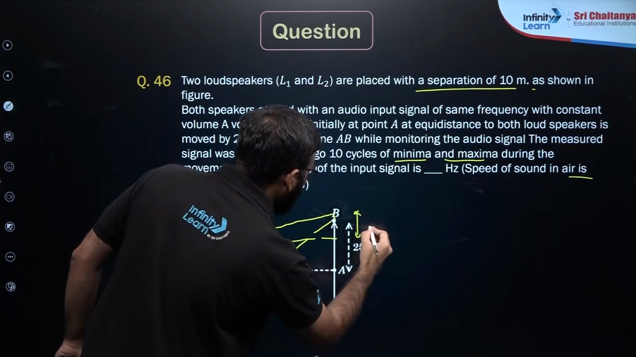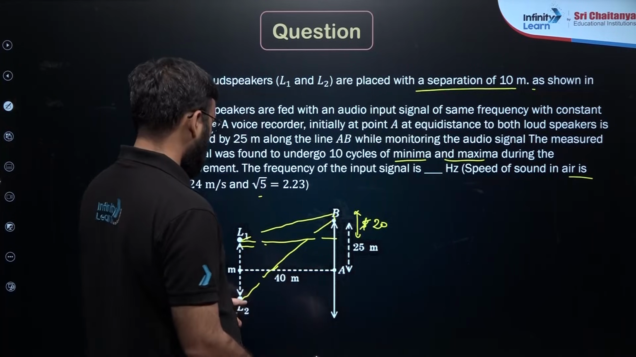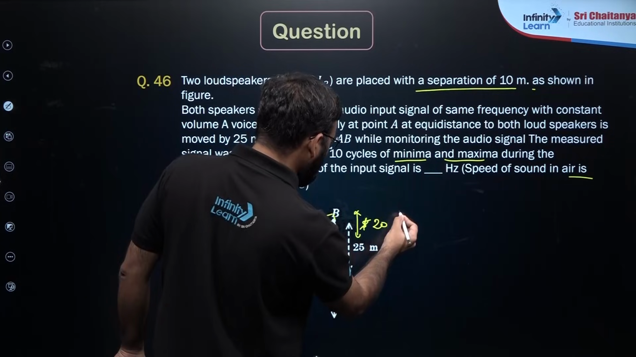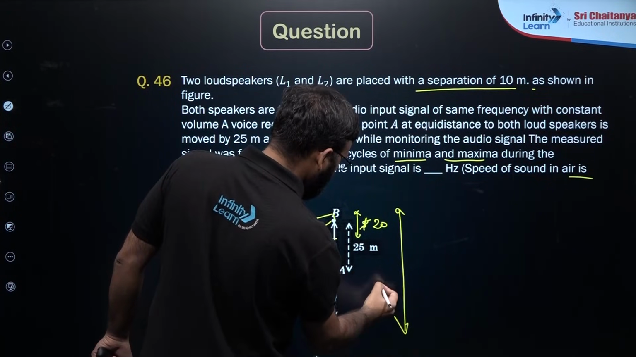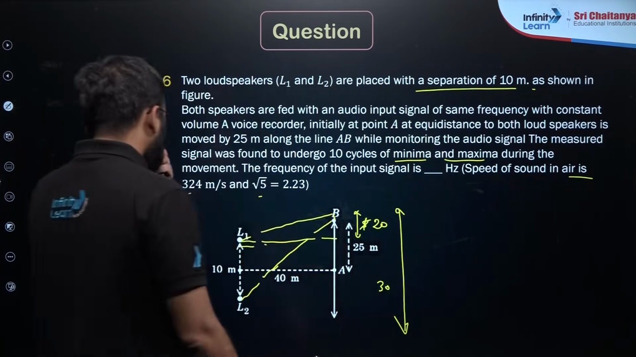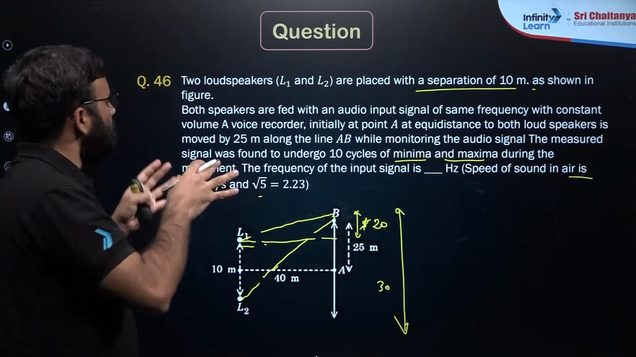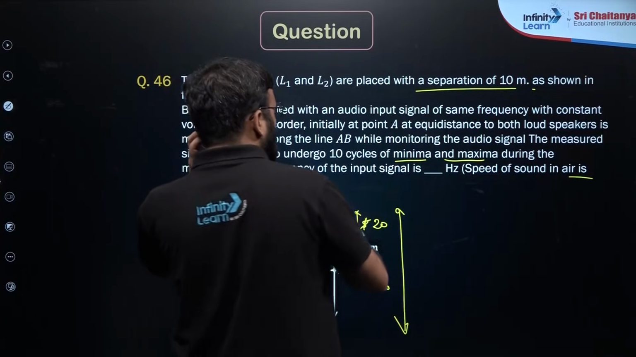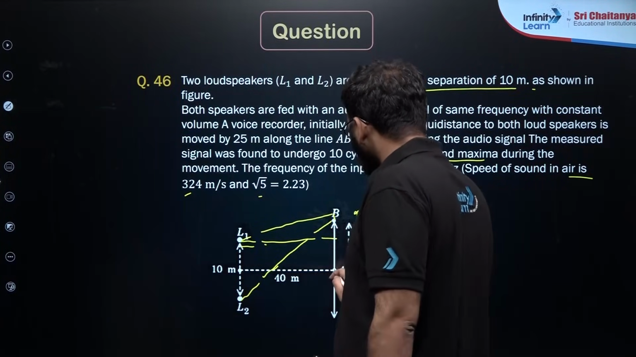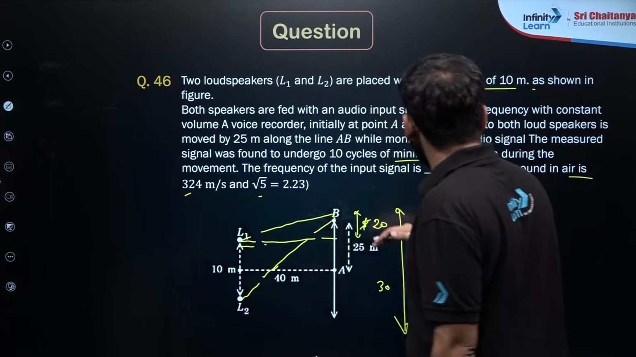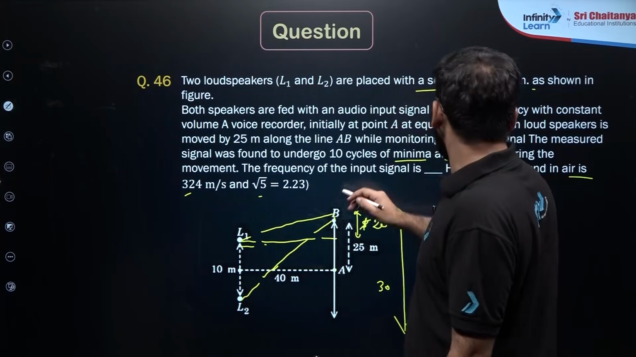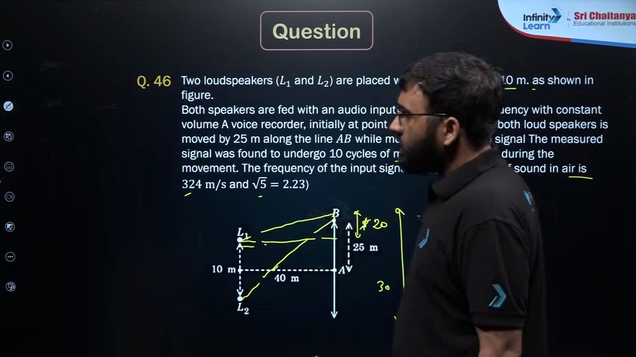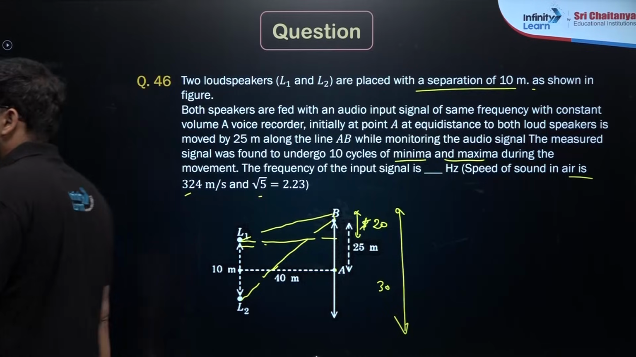This distance is my 20, and this distance from here up to here, that is my 30. So first you can find the path difference. This question is a mix of wave optics and sound waves. Here at the origin, when it does 10 cycles during the movement, there is a maximum, minimum, maximum. So at the 10th cycle it will be at point B.